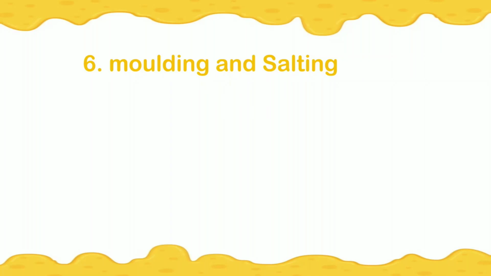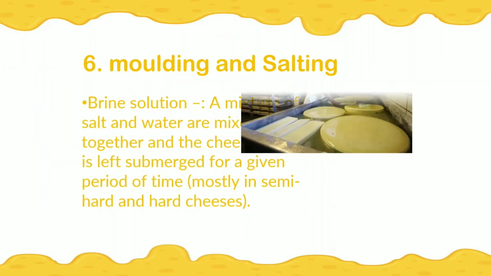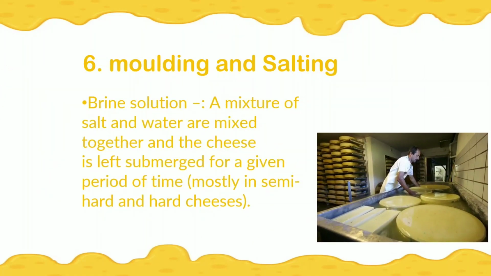Third one is putting cheese into a brine solution. It is a mixture of salt and water. The ratio is 1 tablespoon of salt in 1 cup of water. Mostly semi-hard or hard cheese go through this method. Example, Parmesan, Asiago and Gruyere.